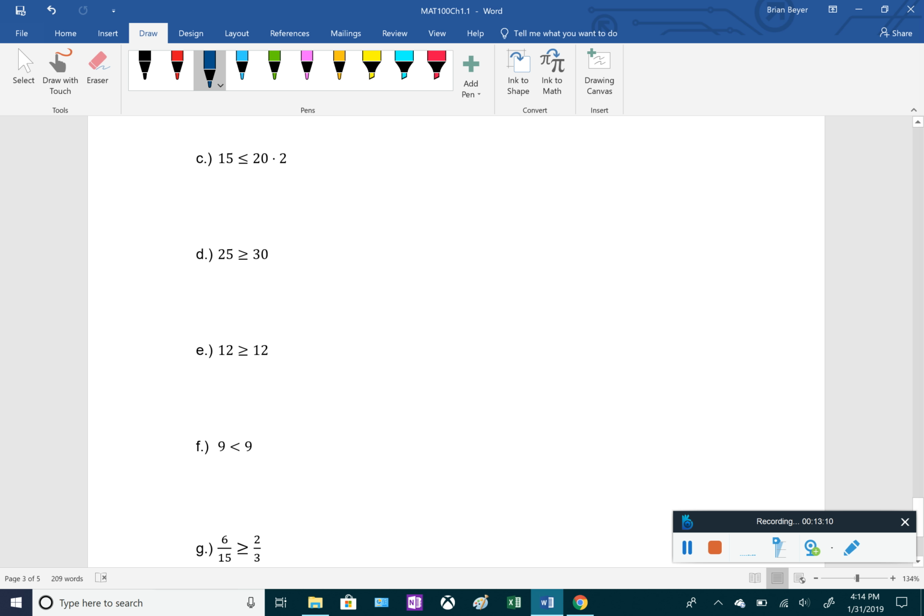Next one, 15 less than or equal to 20 times 2. So we have to simplify that 20 times 2. 20 times 2 is 40. And 15 is less than or equal to 40. So it can either be less than or equal to. Since it is less than, it's true. If it was equal to, it would still be true.